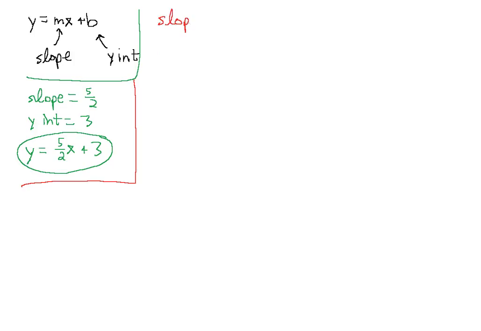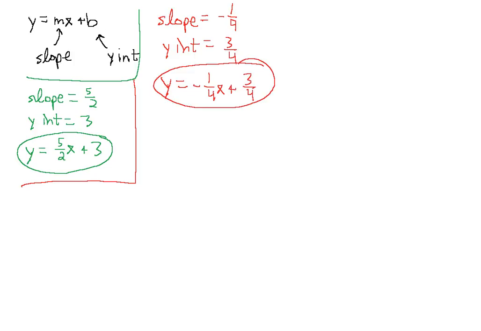Let's say we want to find the linear equation given the slope minus 1/4 and the y-intercept of 3/4. Well, we have our form right here, so y equals, the slope is minus 1/4 x plus 3/4. And that's our answer. Let's take a look at another one.